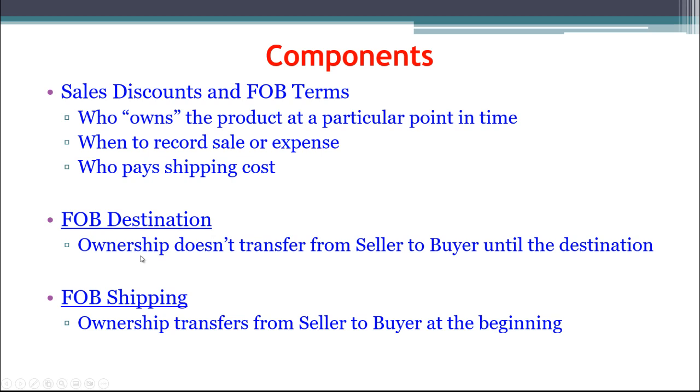The ownership, the risk of loss, and the cost do not transfer from the seller to the buyer until the final destination. The FOB shipping point means that it's free to the buyer only up to that initial shipping point, which in a way really means it's not free at all.